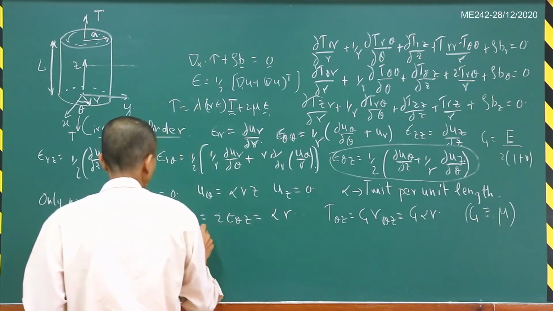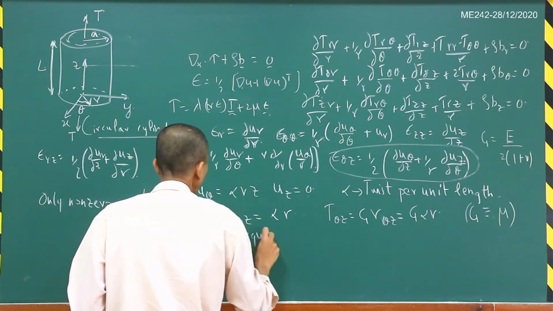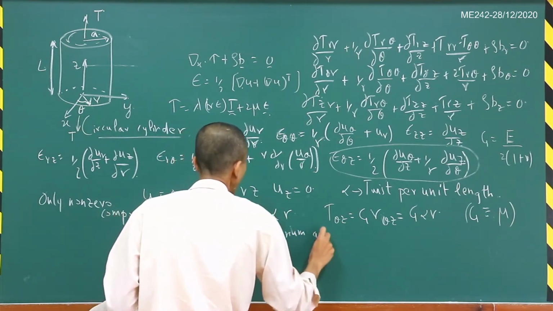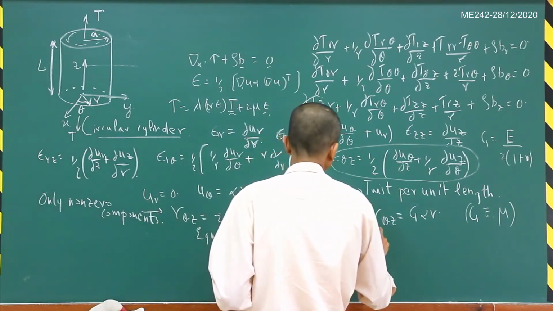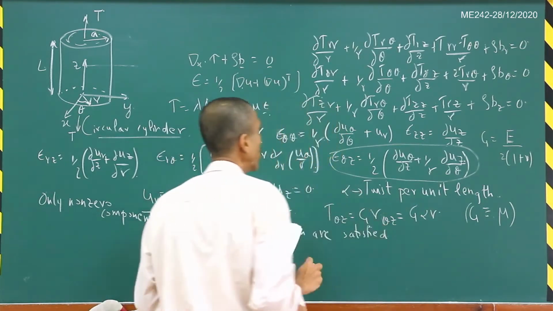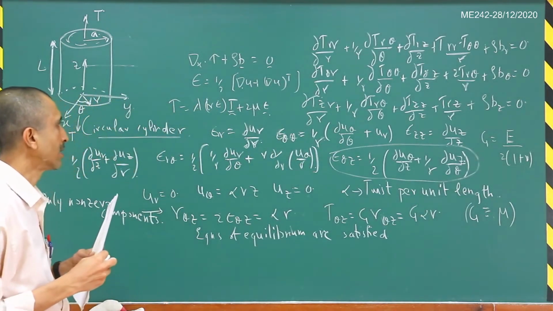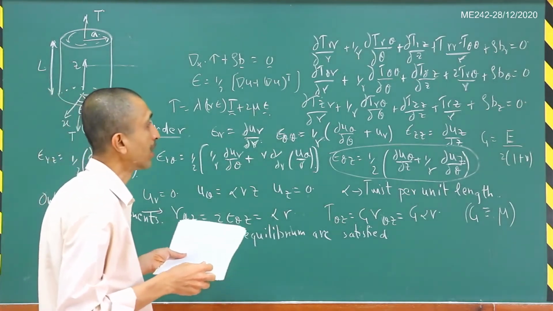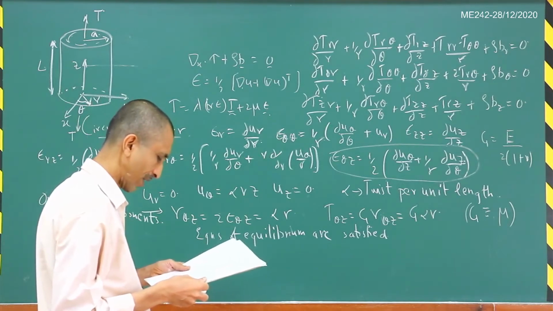So, equations of equilibrium. Okay, so what we have verified so far is that the equations of equilibrium are satisfied, right? But we also have to check whether the boundary conditions are satisfied here, right?